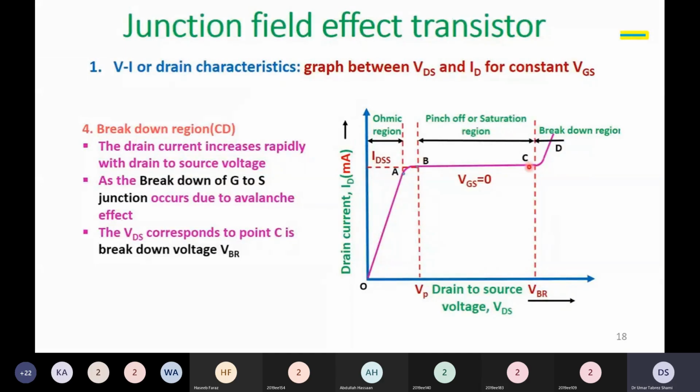So now let us look at the characteristics of JFET. We will look at the differences between JFET and BJT and the advantages and disadvantages of JFETs in a later slide. However, in this slide, we will look at the characteristics. The voltage current characteristic or drain characteristic. It is a graph between VDS, that is the voltage drain source, and current drain ID for constant VGS.